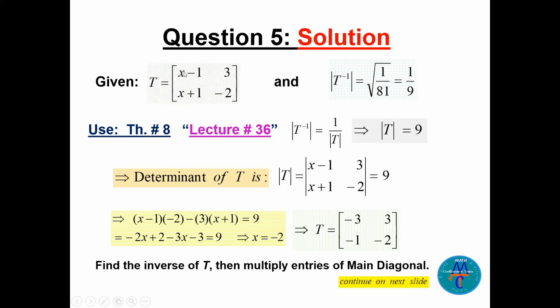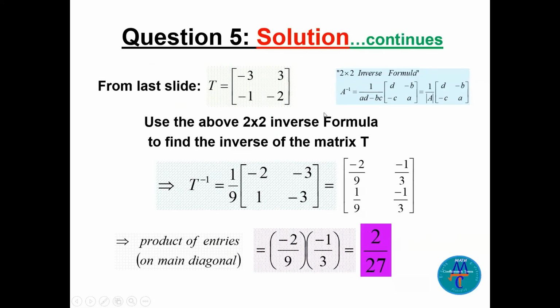Now, the matrix T becomes, if you put here minus 2, it will be minus 3, 3, minus 1, minus 2. Let's find the inverse of T. To find the inverse, we can use the 2 by 2 inverse formula. So it will be 1/9, because this is the determinant of T. We switch the main diagonal here, minus 2, minus 3, and then multiply by minus the other diagonal. This is a scalar, 1/9. I can include that inside. So T inverse will be minus 2/9, minus 1/3, 1/9, minus 1/3.